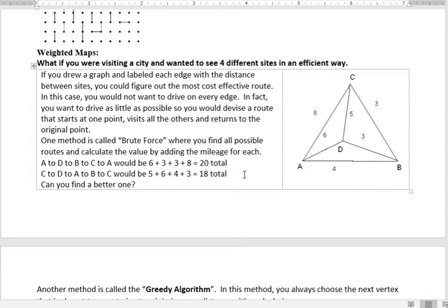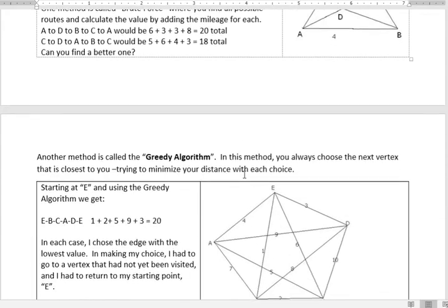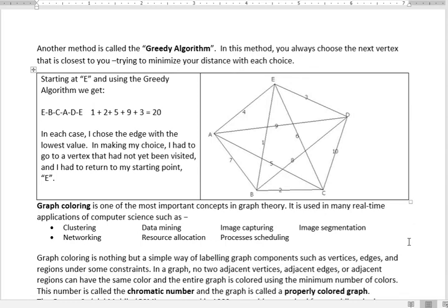That's the brute force method. Another algorithm that I like is the greedy algorithm. In this method, you always choose the next vertex that is closest to you so that you minimize your distance with each choice. So for instance, let's say we're starting at E. These are not to scale, and they usually are not. You want to look for the edge that has the smallest number next to it. From E, the smallest number is 1 down here to B. So we would go from E to B because 1 is our least choice. The others are 4, 3, 6.